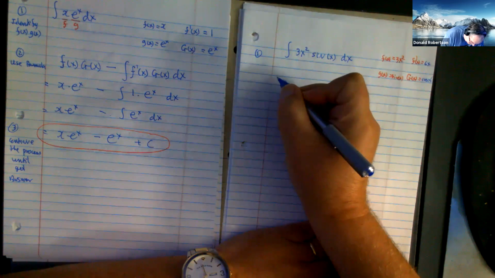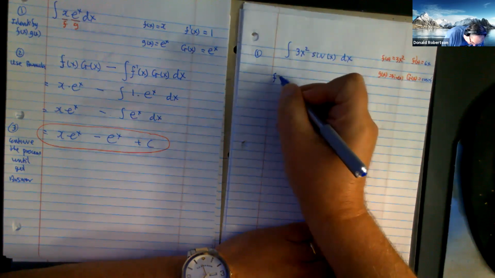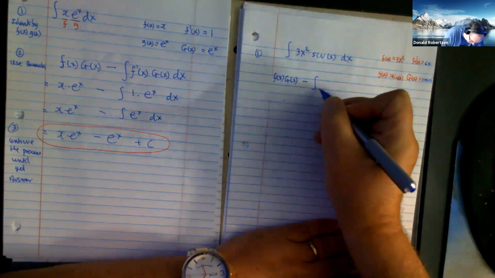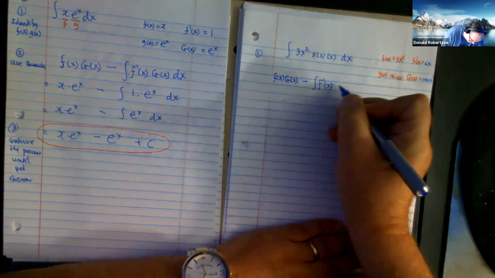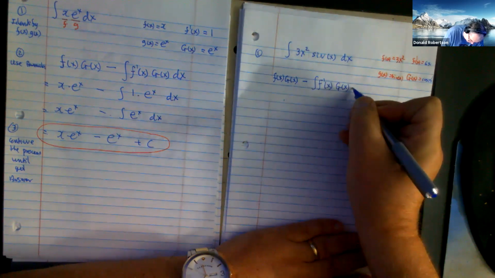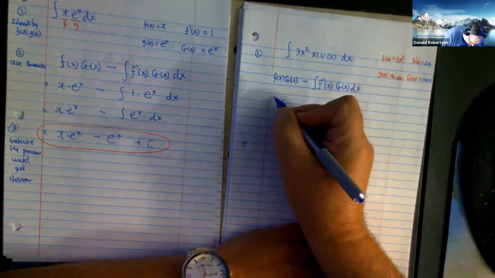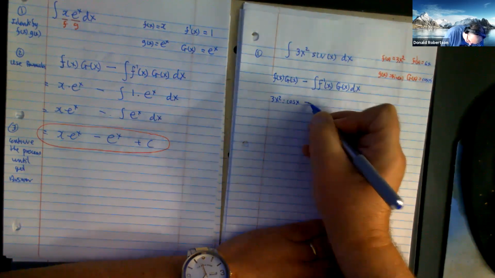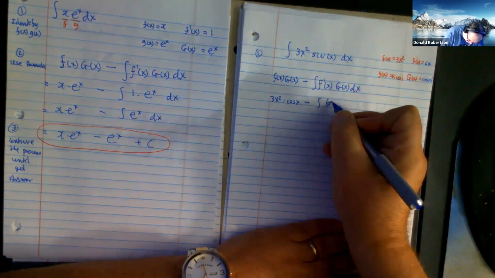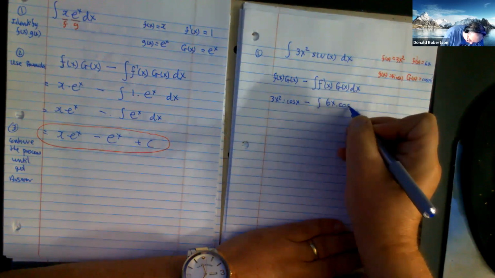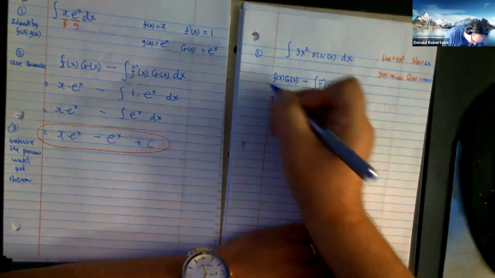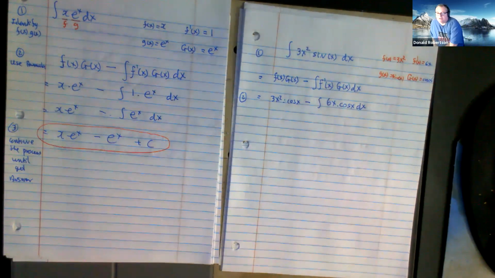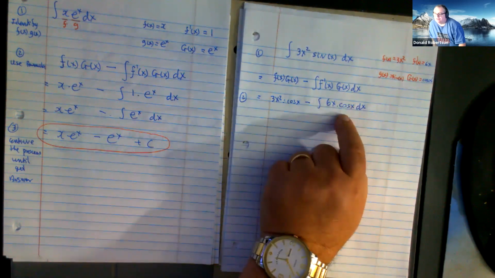Let's use the formula. It's going to be f of x, capital G of x, take away the integral of f dashed of x, capital G of x, dx. So it's going to be 3x squared times the cosine of x minus the integral of the derivative times the cosine of x dx. And that's step two done. Uh-oh. Look at that integral.